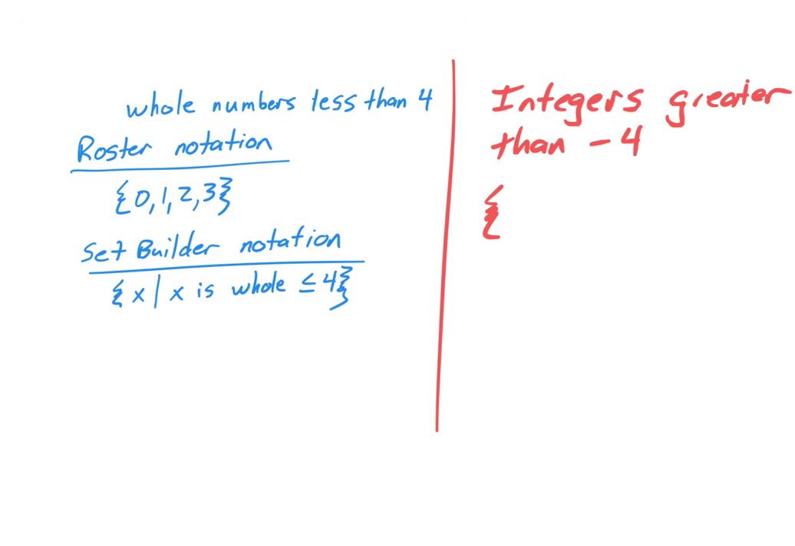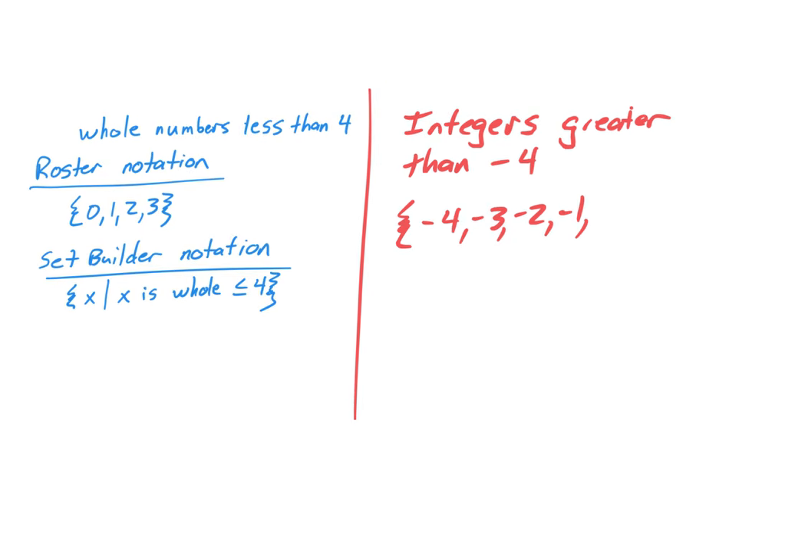So if I was going to do that in roster notation, I would say negative 4, negative 3, negative 2, negative 1, 0. You could include 1 in there, but we're just going to keep going up, okay? And once again, those dots just means we're going to keep listing that out forever. There is no end, there is no stop to it.